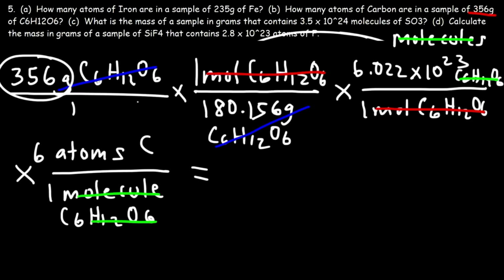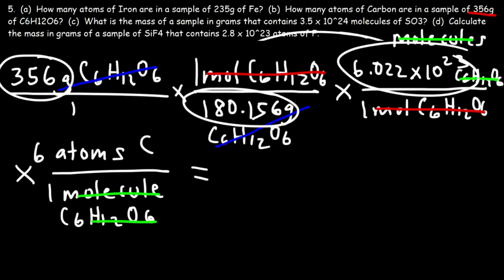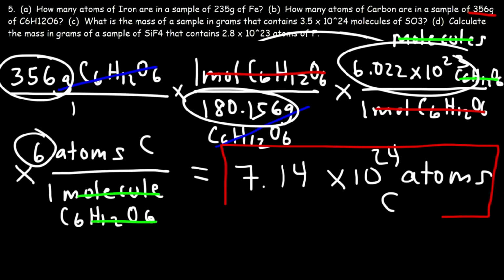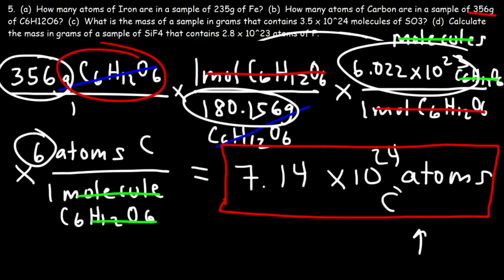So it's going to be 356 divided by 180.156. Take that result and then multiply it by Avogadro's number, and then multiply that by 6. The final answer that I have is 7.14 times 10 to the 24 atoms of carbon. So that's how you can go from the grams of, let's say, substance A to the atoms of substance B.